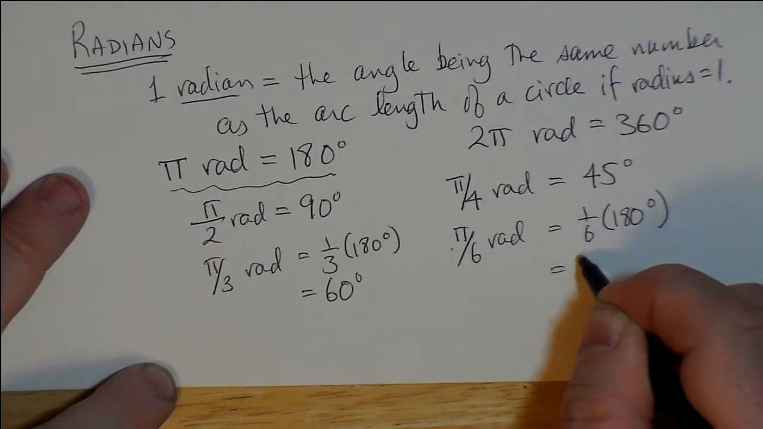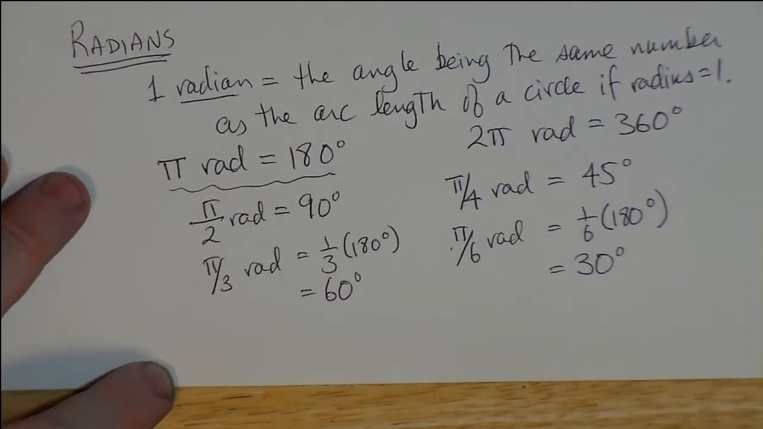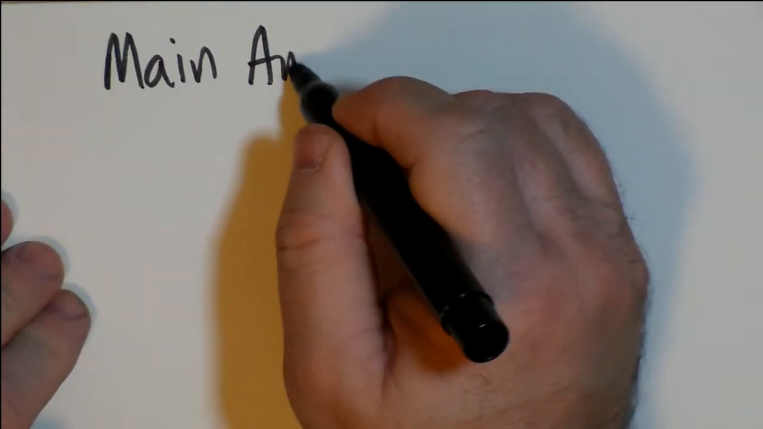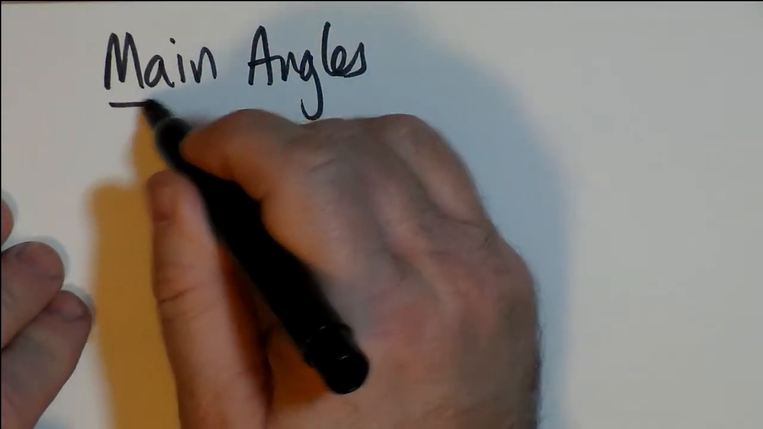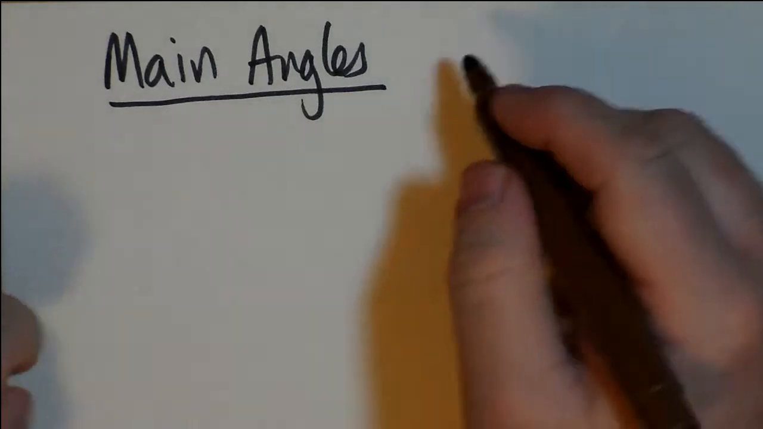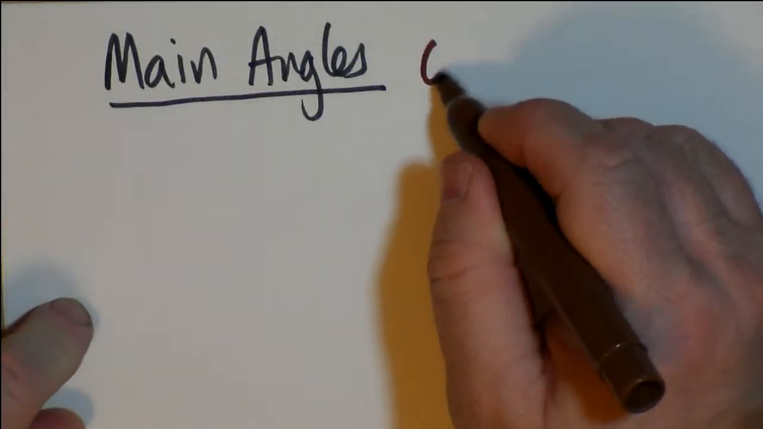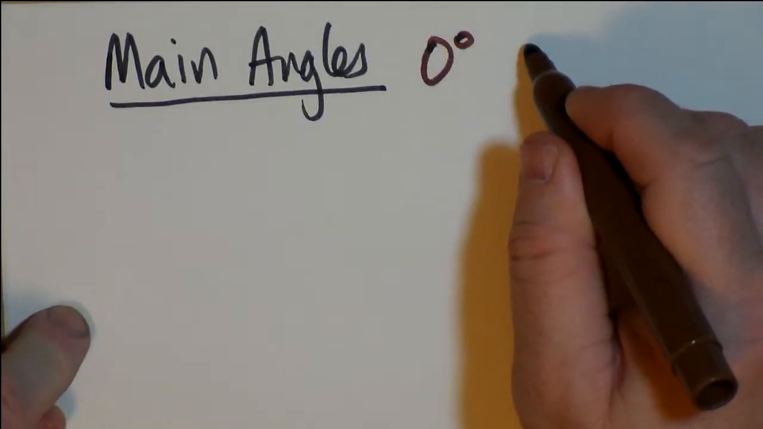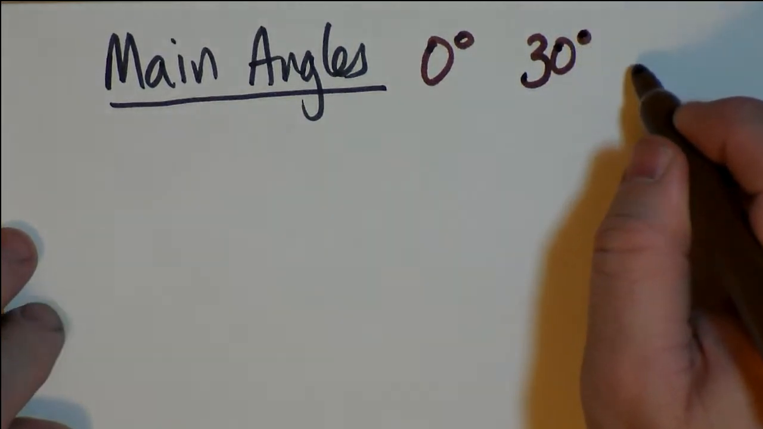Notice that the general formula for converting any angle in radians to any angle in degrees is to simply take its radian measure and multiply by the ratio 180 over pi, and you'll get the degree measure.